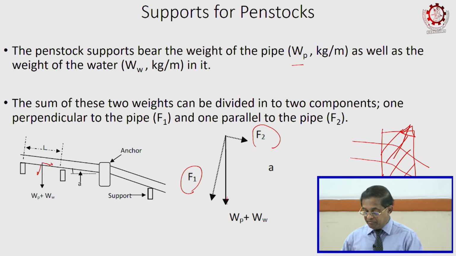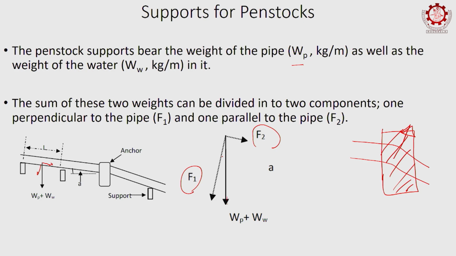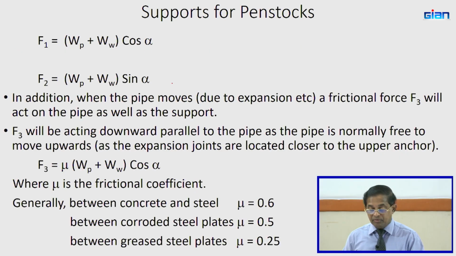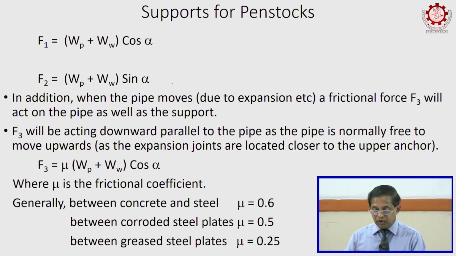Calculate this F1 and F2 from Wp and Ww; the angle is theta, with cos theta and sin theta, the two components, or alpha, cos alpha and sin alpha, one parallel, one perpendicular. In addition, when the pipes move due to expansion etc., a frictional force F3 will act on the pipe as well as the support.